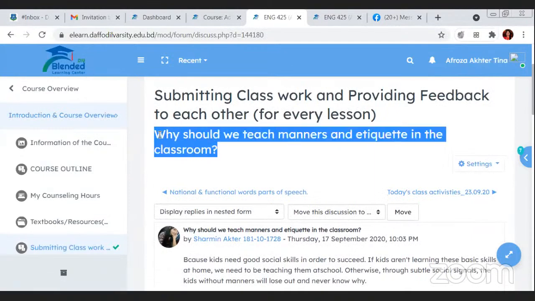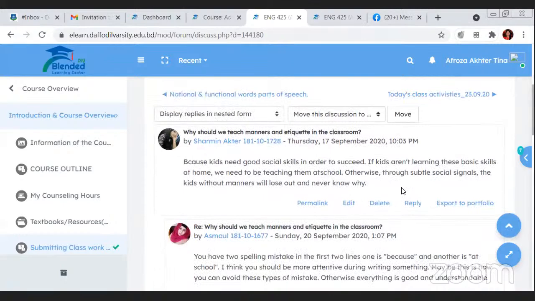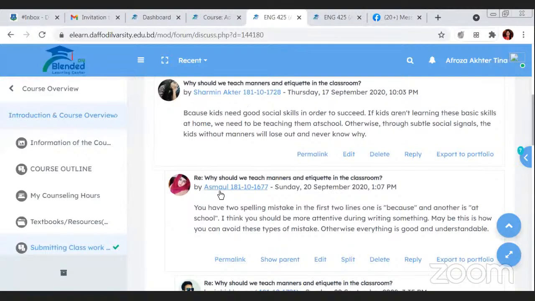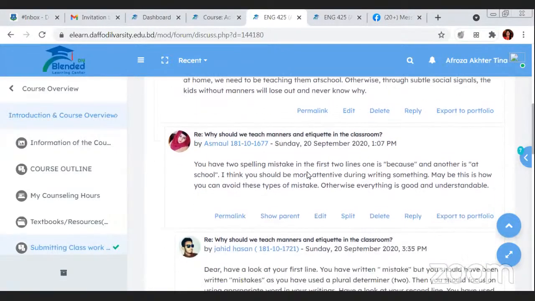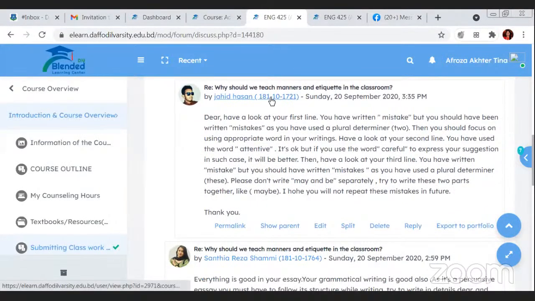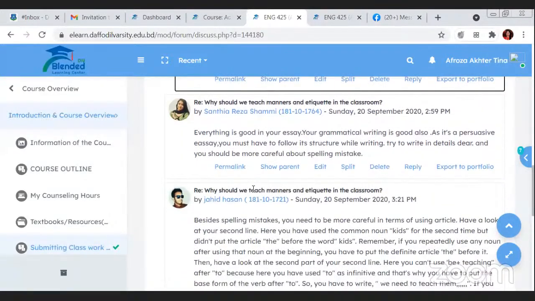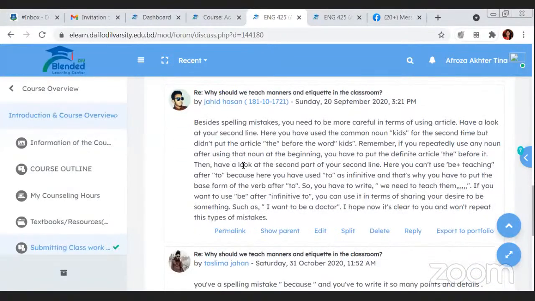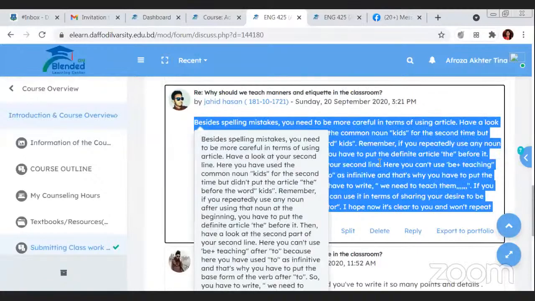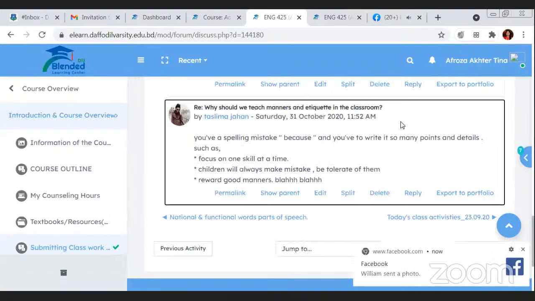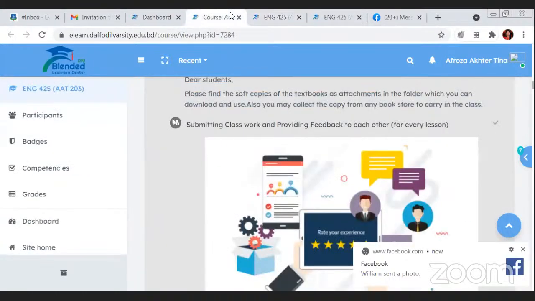This is the question, the topic that they had. If I scroll down, you would be able to see that Sharmin Akhtar wrote this. Later, another student, Asmaul, and this is her ID. Moodle also automatically takes the IDs of the students, that is another beauty of Moodle. Asmaul responded after Sharmin's post. Then Jahid Hassan, another student with this ID, wrote so many things. Look at this, so many students are responding. Santhia Reza Shammi wrote something else, and then Jahid Hassan once again focused on so many things. Finally, Taslima Jahan, the student I mentioned just before, shared so many things.